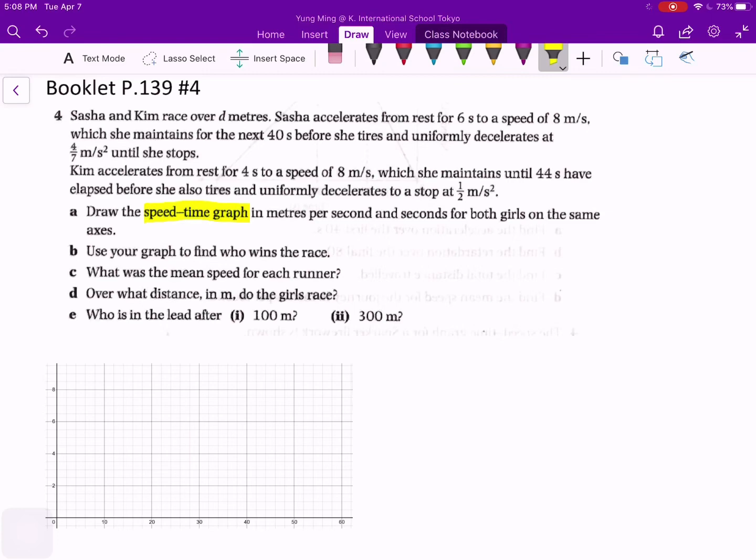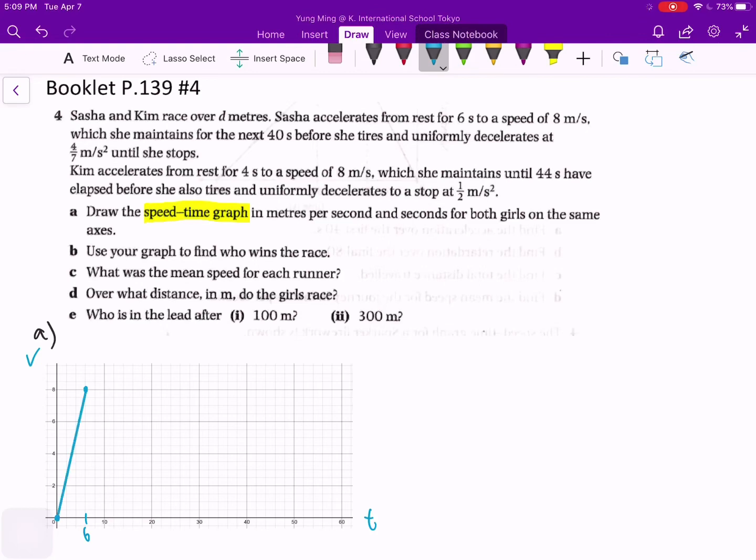Just because this is probably the first time that we draw a VT graph, I'm going to go over the whole thing with you. So we put V over here and T over here. Let's start with Sasha. Sasha accelerates from rest for 6 seconds to a speed of 8. We only know that we're accelerating all the way up to 8 for 6 seconds. 6 is over here. We're supposed to go all the way up here. So that's what we get first of all.